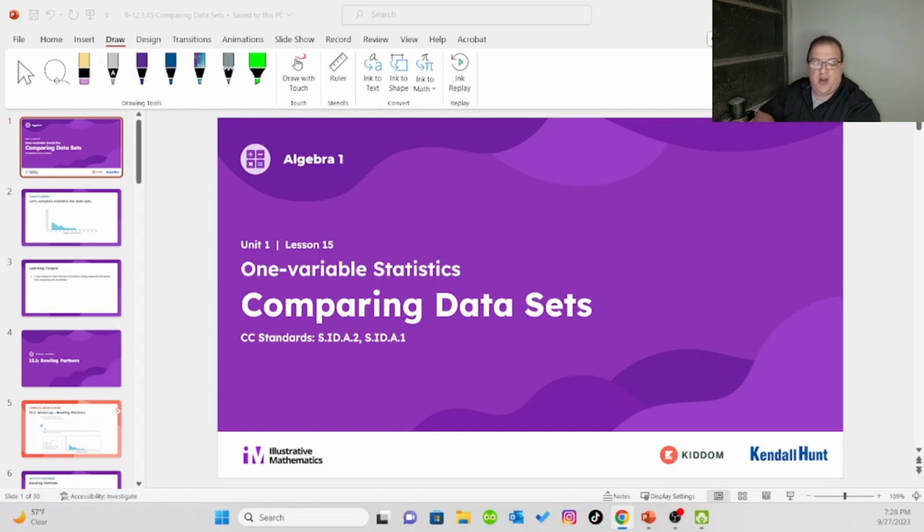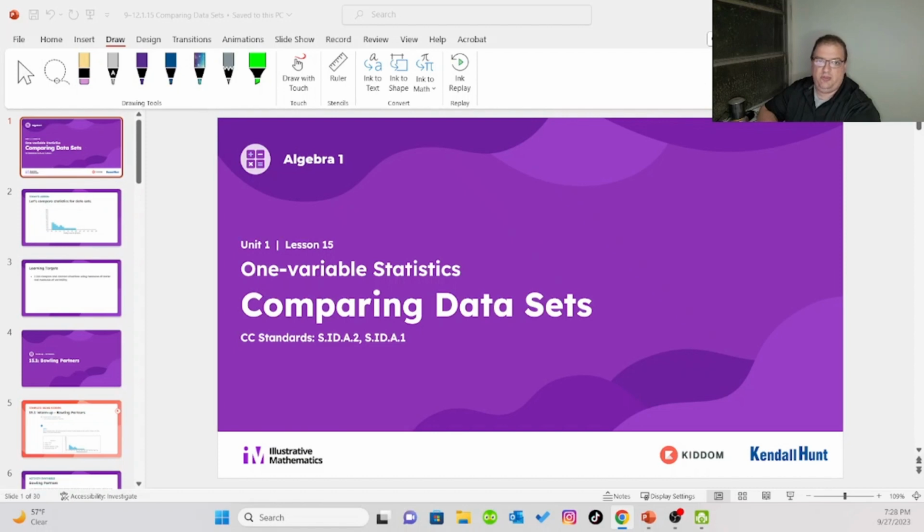Friday and Monday will be review days for us, and Tuesday will be the test. Remember to bring your Chromebooks to class. The test is online. And today we're going to look at comparing data sets some more.